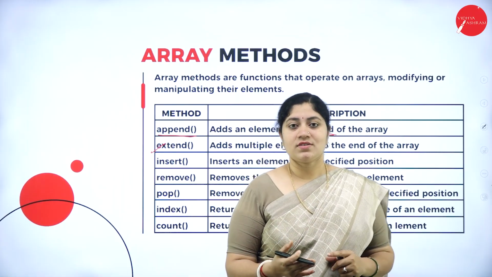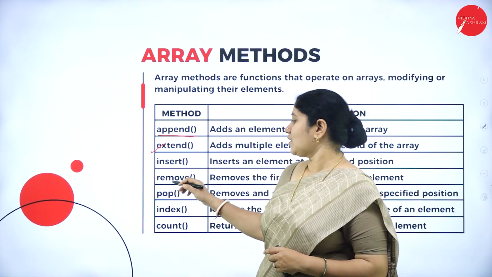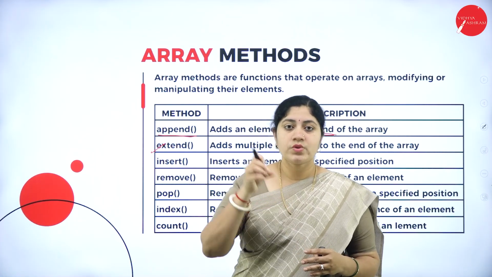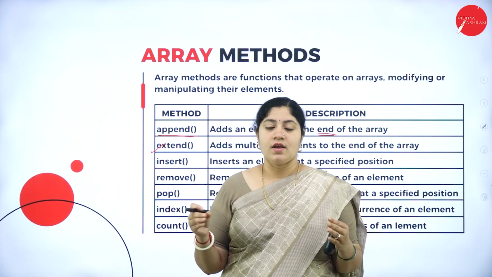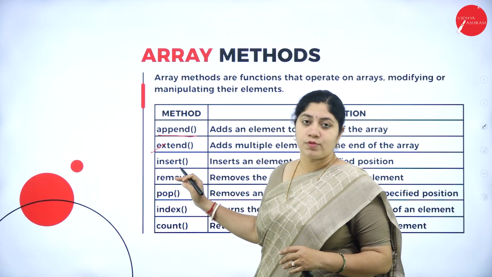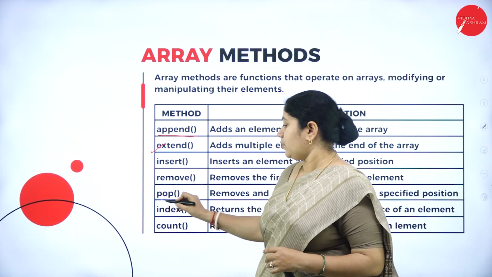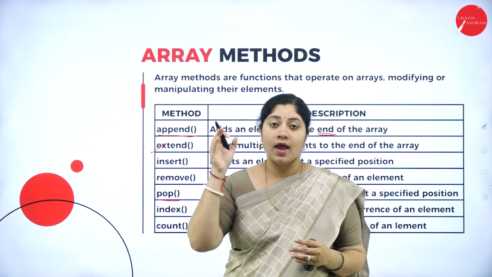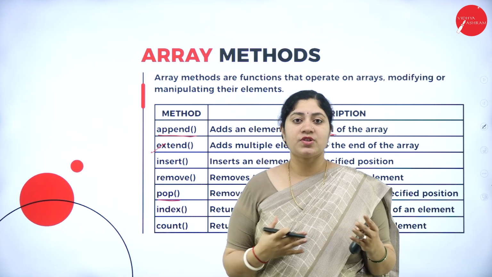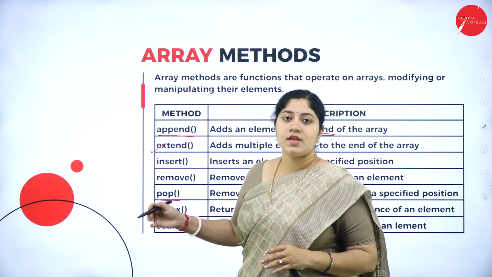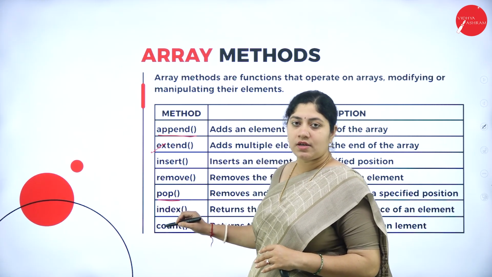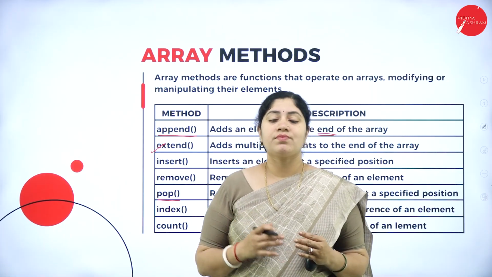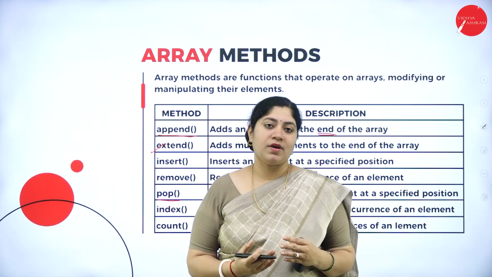The next method that we can utilize is none other than remove. This method removes the first occurrence of that element in the array. So that's remove. Next one is pop. This method is responsible for removing the element at any specified position. Next one is index. By using this index method, it returns the index of the first occurrence of the element.